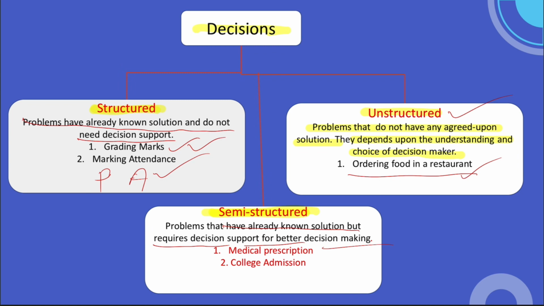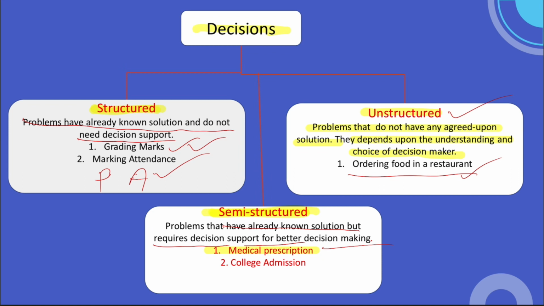We have an answer for that problem, but in order to make a better decision, you need decision support. The answer is already known, but you need more information for a better decision. This is called a semi-structured decision. For example, medical prescription. As a doctor, if your patient complains about fever, there is already a defined answer, which tablet or which medicine to prescribe for a symptom like fever.